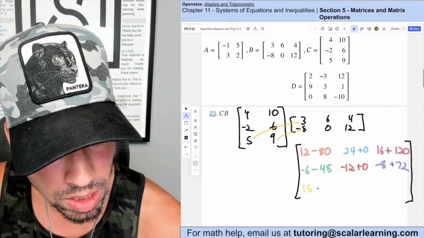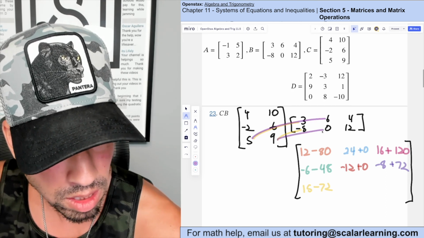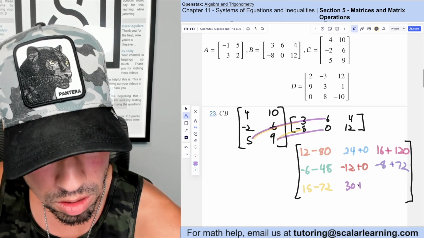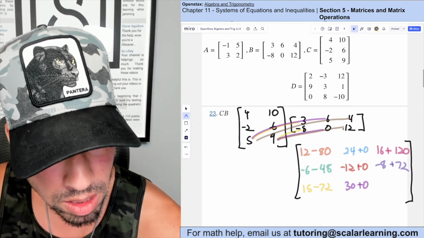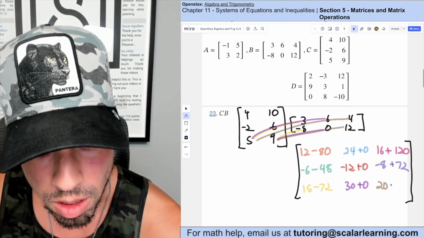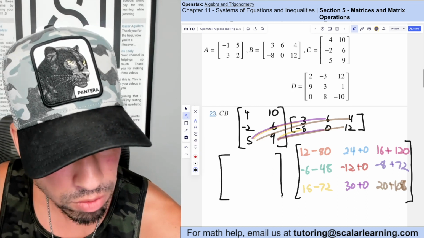So that's 15 minus 72. Then we got 5 times 6 plus 9 times 0. That's 30 plus 0. And then last but not least, 5 times 4 is 20 plus 9 times 12 is 108. So 20 plus 108. Okay, now let's give our final 3 by 3 after we add everything up.